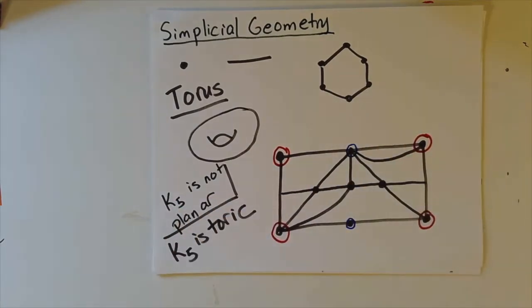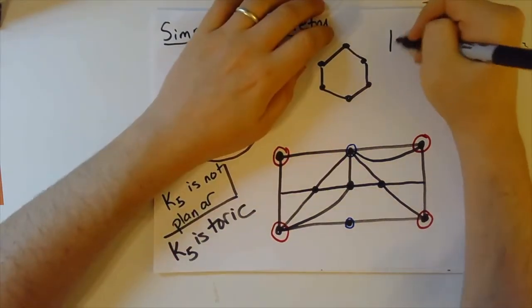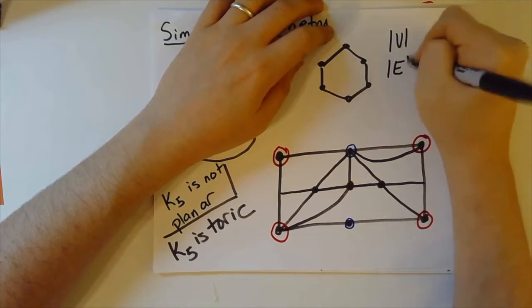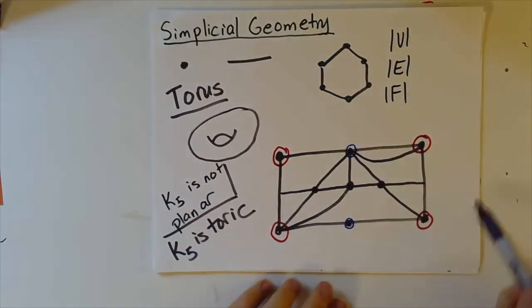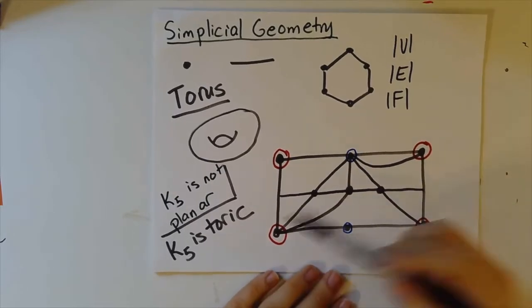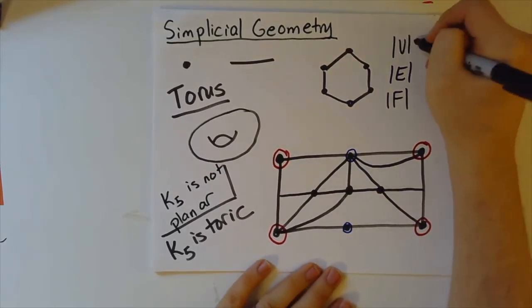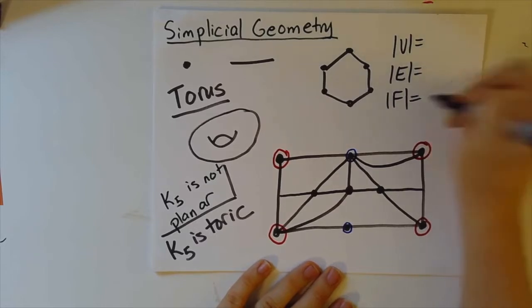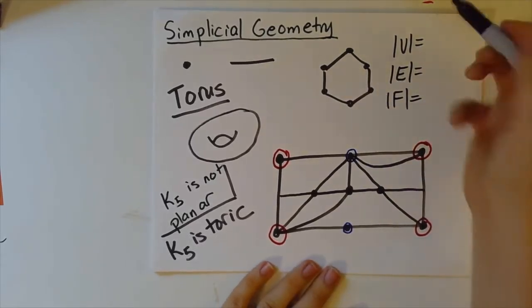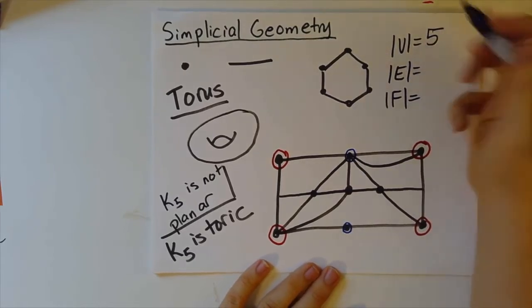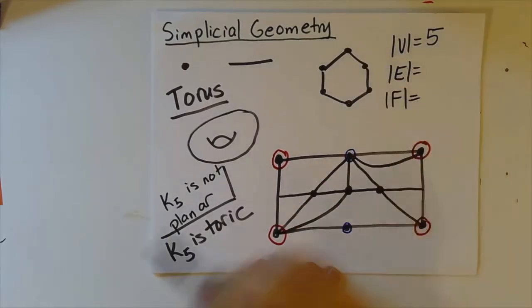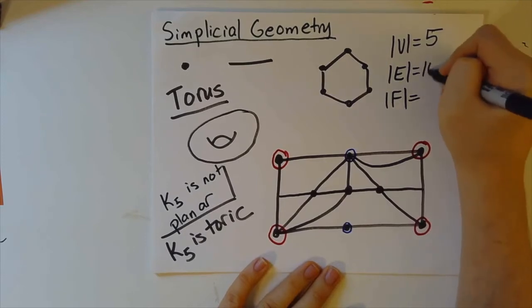Okay, now what do I want to unwind from here? From here I want to think about Euler's Theorem again. So I want to think about the number of vertices, edges, and faces that this graph has as it sits in the torus. So let's count those. So the number of vertices is 5, because this is K5. Likewise, the number of edges is 10, because 5 choose 2 is 10.